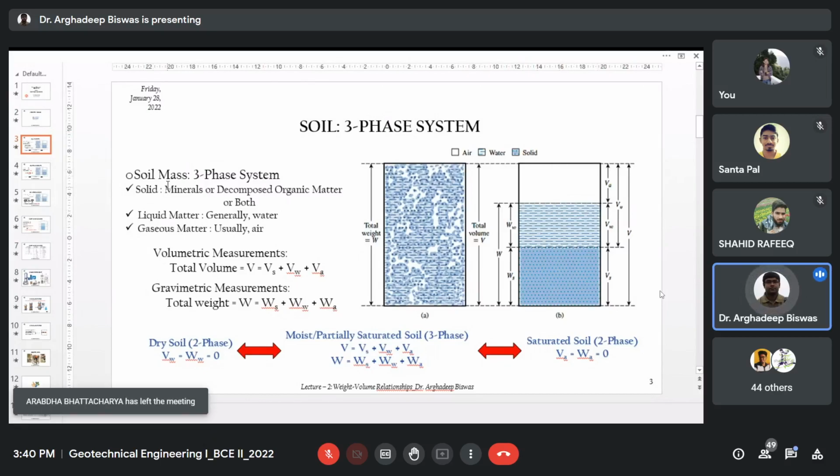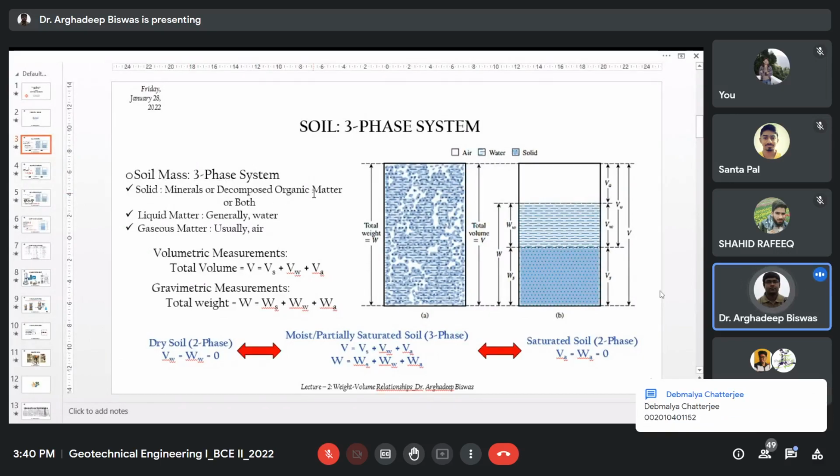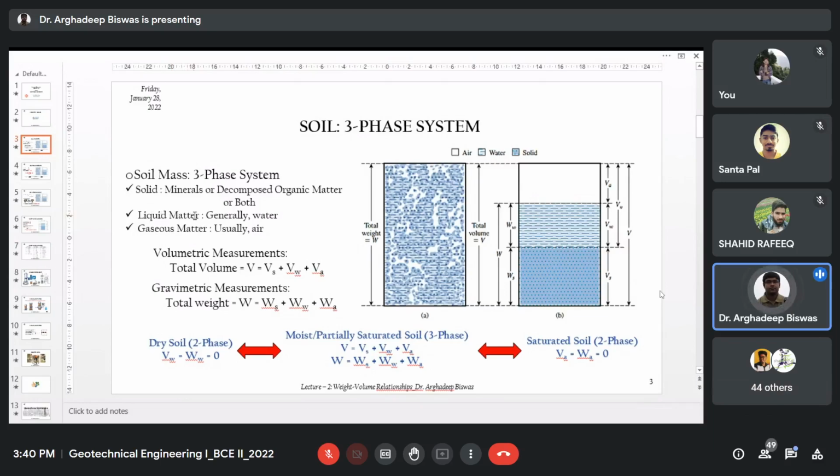Here, what I mentioned are the phases and the corresponding constituents of soil mass or soil volume. So soil has a three-phase system. In the three-phase system, the solid phase contains the minerals or decomposed organic matter, or in most cases, both. Then the liquid phase, that is liquid matter, in our case mostly water. In the gaseous phase, it is usually air. So here it is a phase diagram, called the soil phase diagram. Please remember this term, three-phase system, that is associated with soil, and this diagram is called the phase diagram. Right?